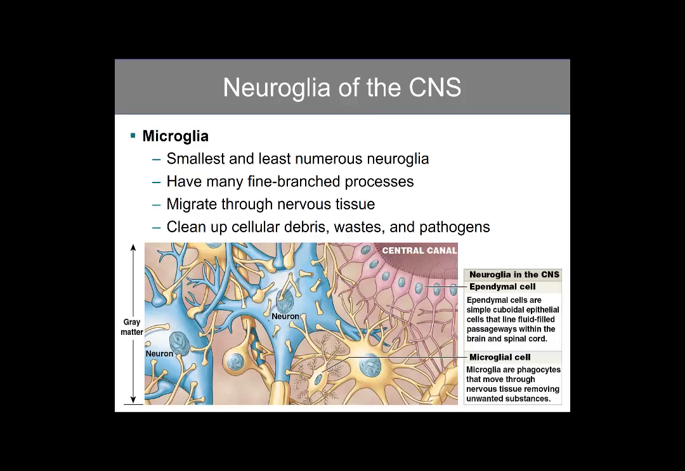Microglia are the smallest and least numerous neuroglia within the central nervous system. They have many fine branched processes, and they simply migrate through the nervous tissue, and they phagocytize cellular debris, waste products, and any type of pathogens. They're sort of the cleanup crew, if you will.